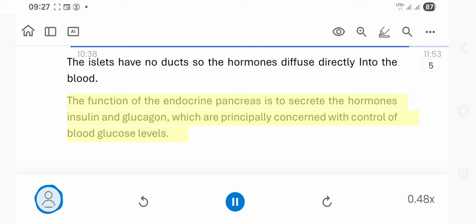The function of the endocrine pancreas is to secrete the hormones insulin and glucagon, which are principally concerned with control of blood glucose levels.